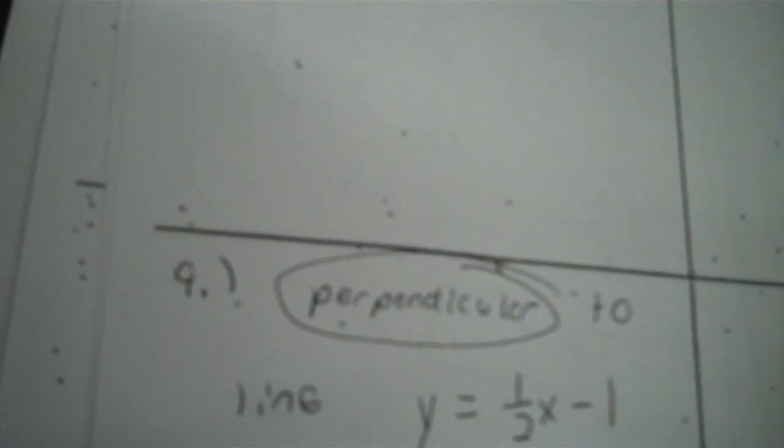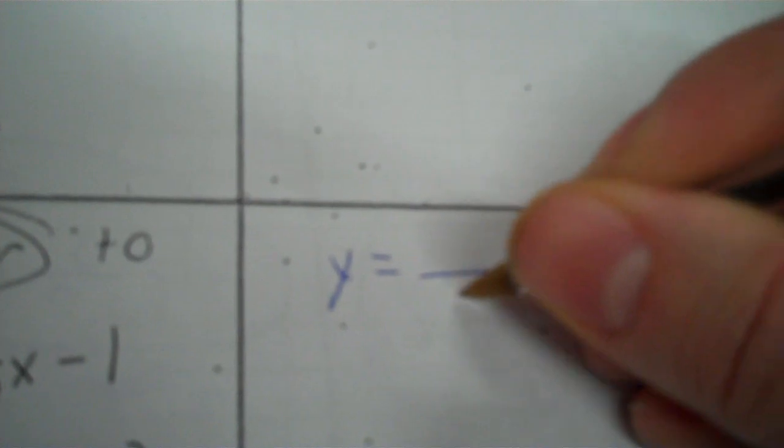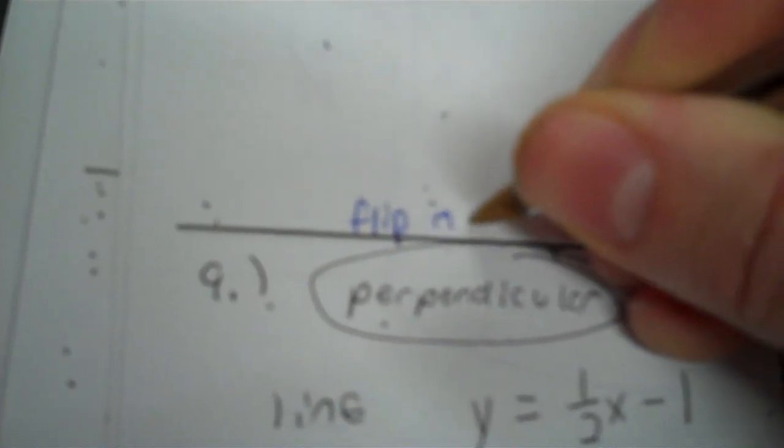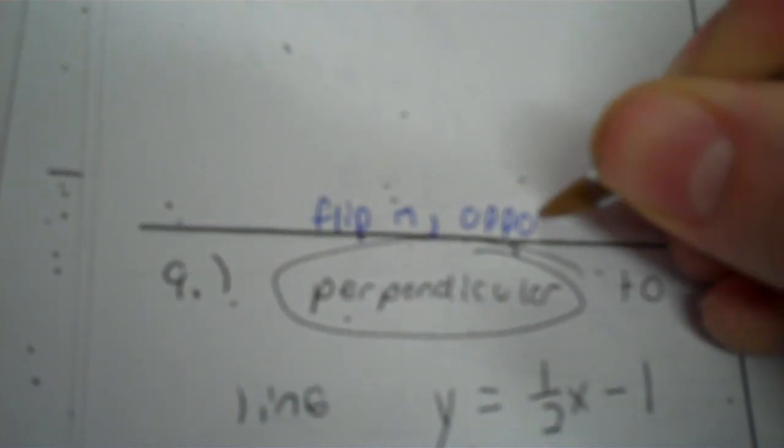Okay, now perpendicular. Remember, parallel lines means they don't cross. They never cross. They just run sideways right beside each other. Now perpendicular, they cross, but they form a 90-degree angle. So they're not going to be the same m. Okay, they do have a relationship. Now perpendicular means you need to flip the m and also make it the opposite sign.